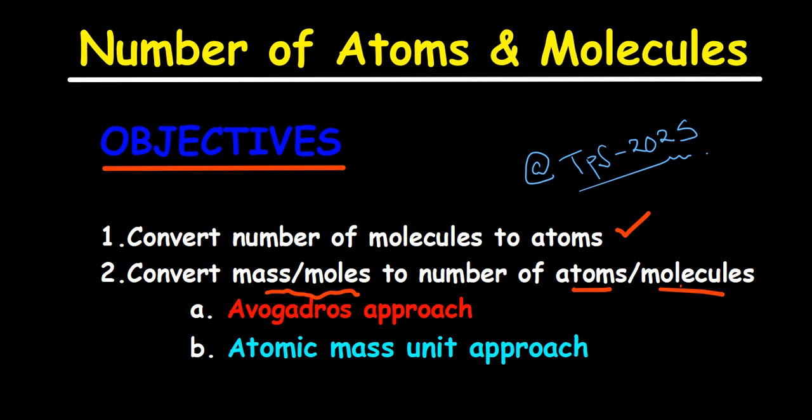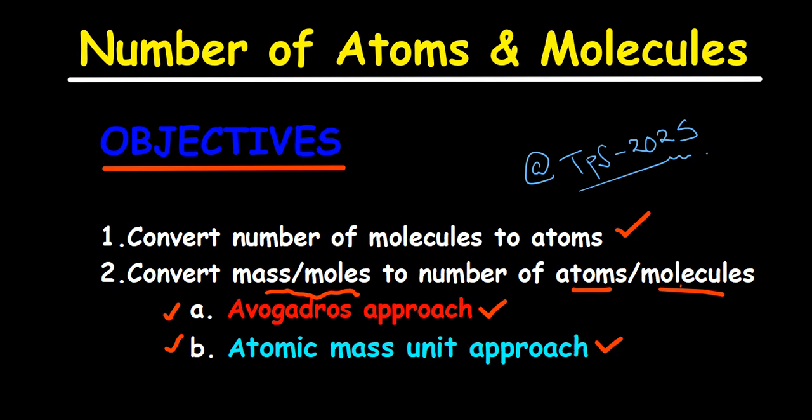So there are two methods that we are going to learn. The first method is what we call the Avogadro's approach, and then the other one is what we call the atomic mass unit approach. So we can use either this approach or that approach to convert the given mass or the given moles to the number of atoms or to the number of molecules. So this is our roadmap for this lesson here.